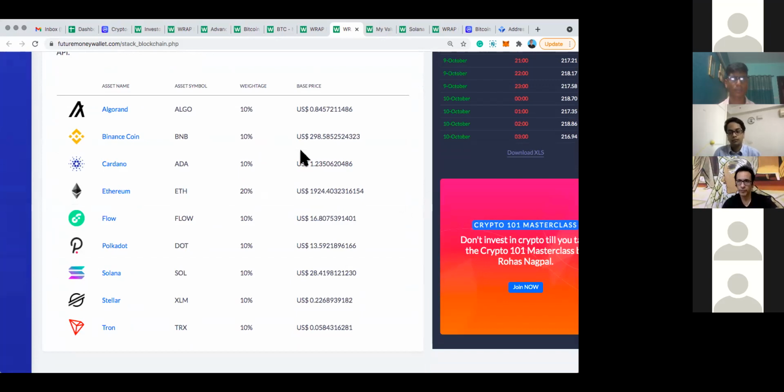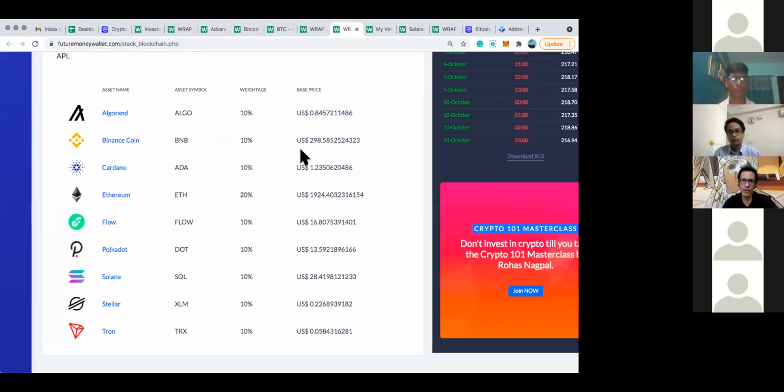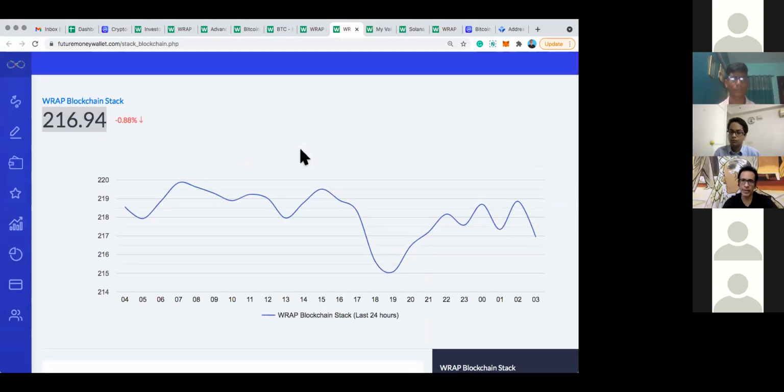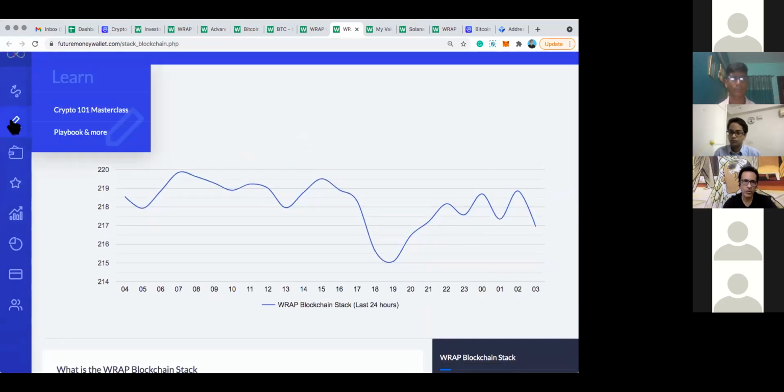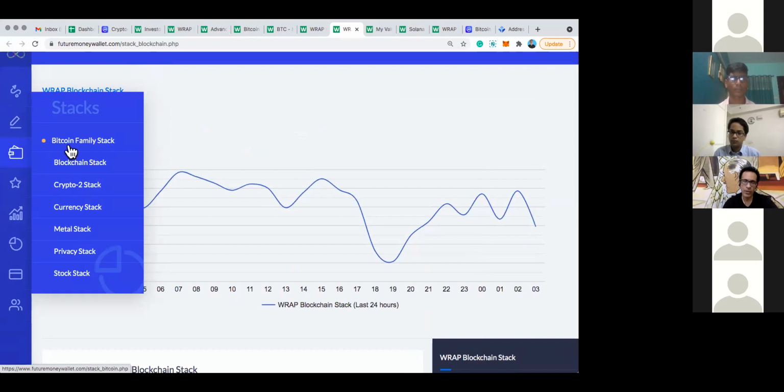This was my question, like how can we try it out? Could you elaborate a little on this? Yeah, so one option is you directly see the ones that I've created. There's a whole bunch of them. There's the Bitcoin family stack, which does Bitcoin and its popular derivatives like LTC and others. Blockchain stack, which I just showed you, has 10 blockchains or 9 of them.